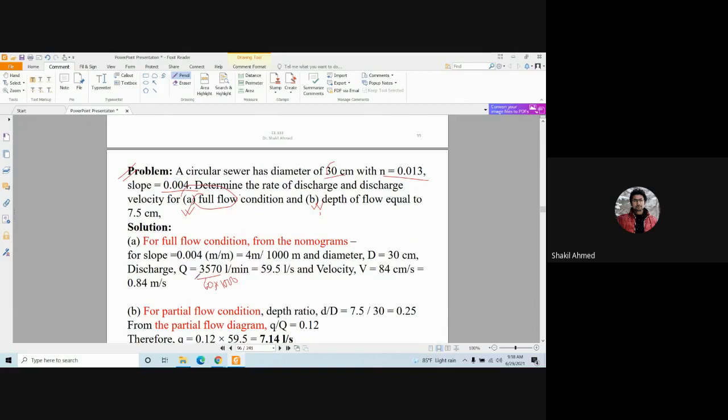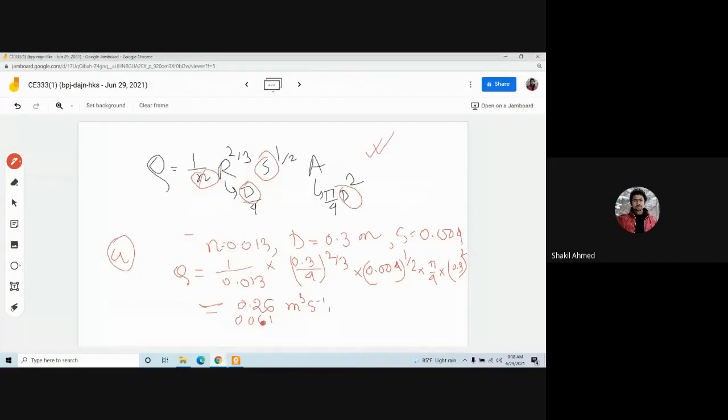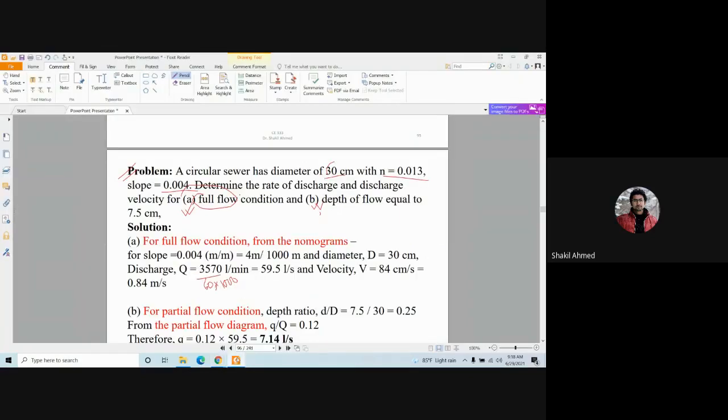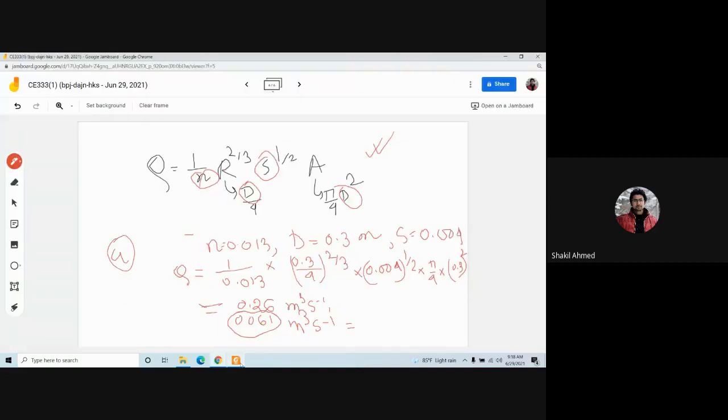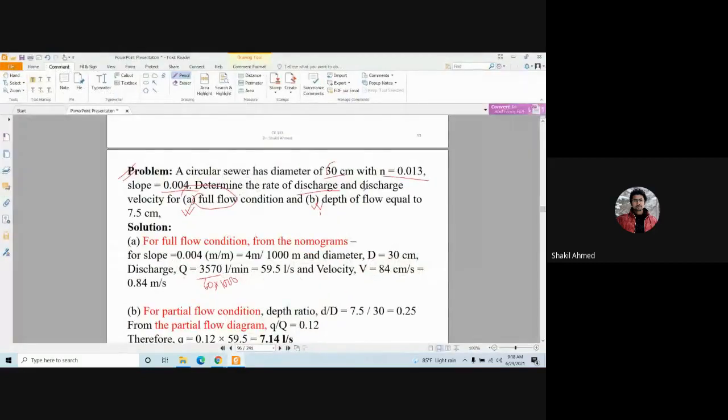Tell me the value, please. Sir, if I do this I get 0.059. So 0.06 something, right? Yes sir. So this is the correct value actually, 0.061 meter cube per second. Now this is the condition flowing full. You can put any unit because they didn't ask for the unit. So remember the full discharge and discharge velocity.